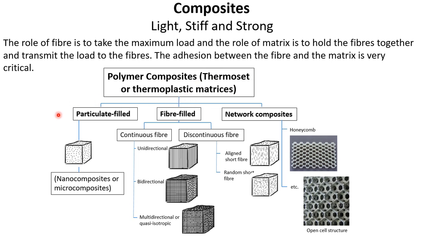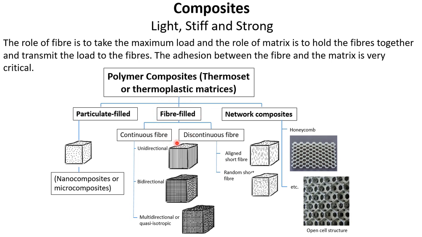Polymer composites can be divided into three major classes. One is called particulate filled, another is fiber filled, and the third one is network composites. The particulate filled composite materials have fillers, but they are in the form of particles, not long fibers. The size of these particles can be from micron to nano range, and therefore we have got two types of particulate filled composites: nano composites or micro composites. These are basically defined by the size of the particles themselves, that is, the diameter of the particles.